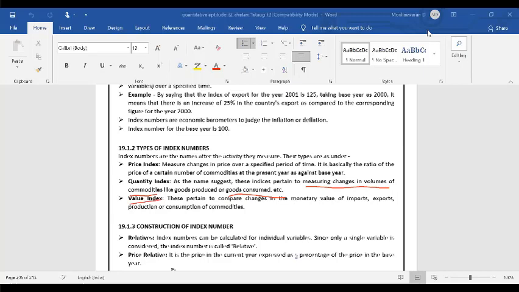Then value index. Value index means comparing the change in the monetary value of imports and exports. What is the value of a product? Guys, price is different, value is different. Whether there is any change in the value from the last year or from the base year, that is value index. So there are only three types of index: price index, quantity index, value index. Am I clear with all these three?